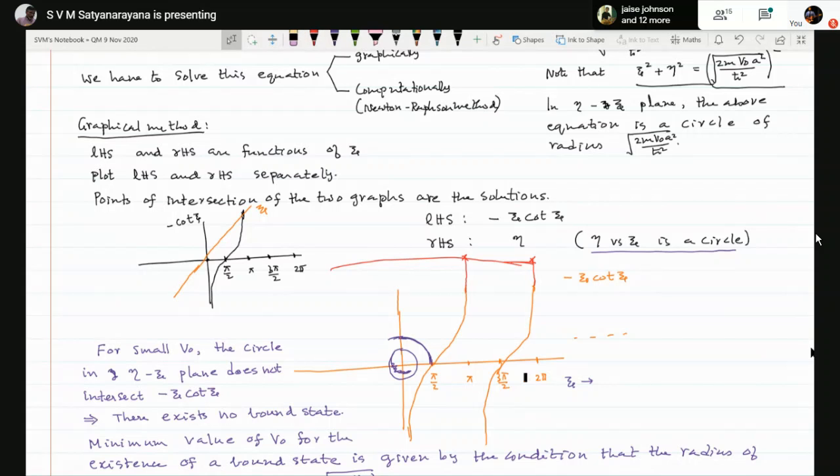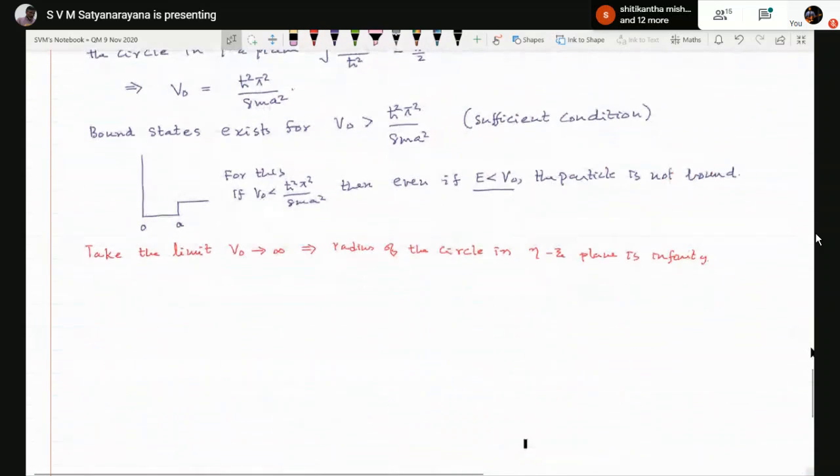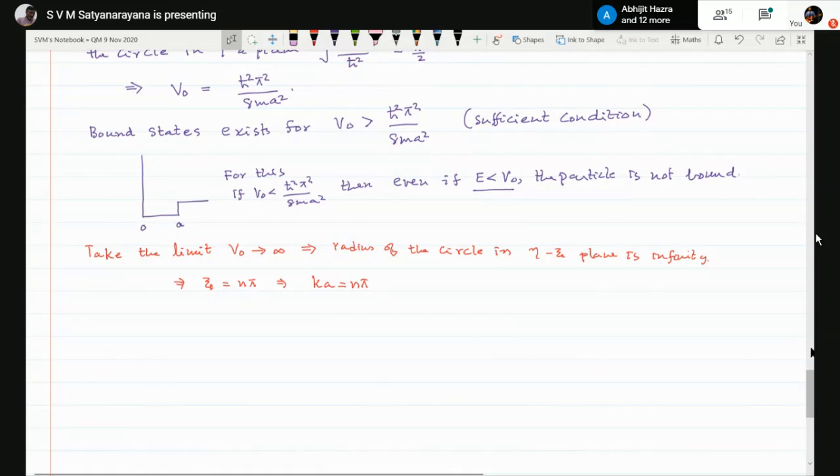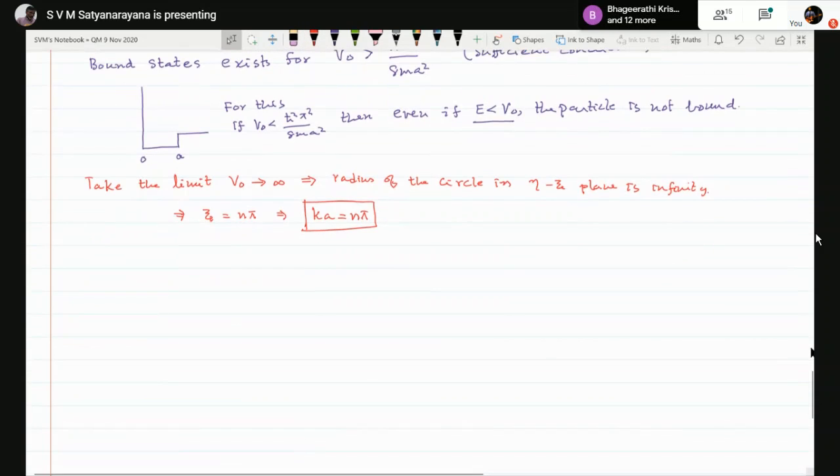What does that mean? That means your xi is equal to n times pi. But what is xi? Xi is Ka. So K is equal to n pi. This is exactly the condition of a particle in a box. Okay, so this is a feature that you can see: this goes to the particle in a box conditions in the limit V naught tending to infinity.